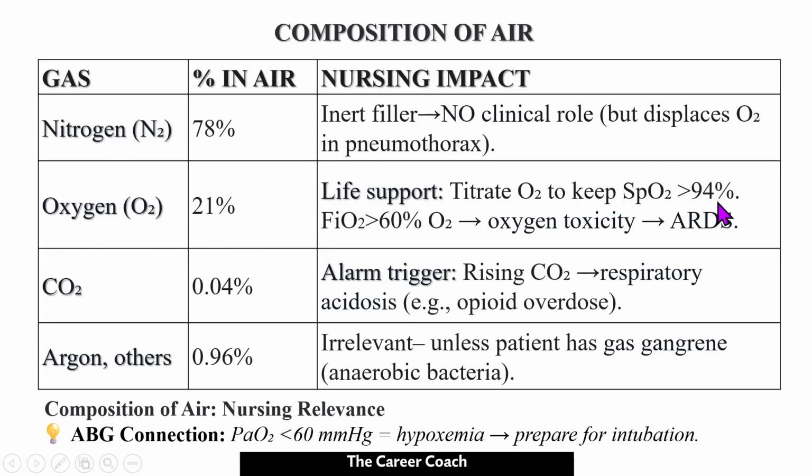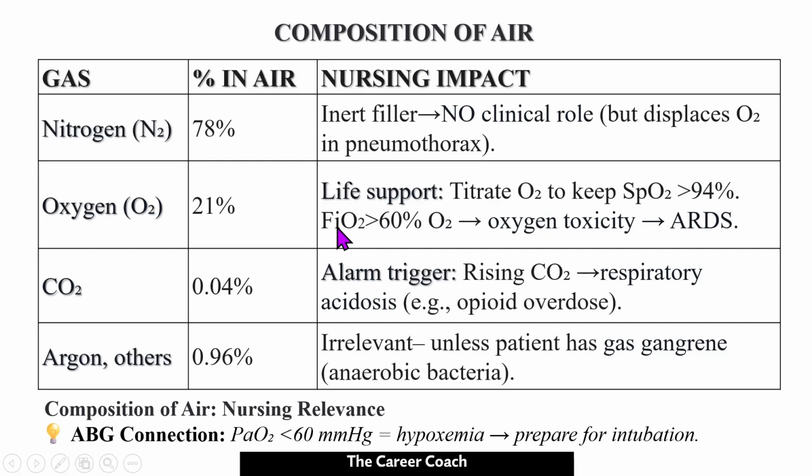SpO2 level is in percentage, which means it can never be above 100%. So what happens is that with regards to oxygen gas, nurses titrate oxygen to keep SpO2 at least greater than 94%. And SpO2 less than 94% indicates poor saturation of oxygen. So SpO2 is the amount of oxygen present in our hemoglobin, and it should be above 94%.